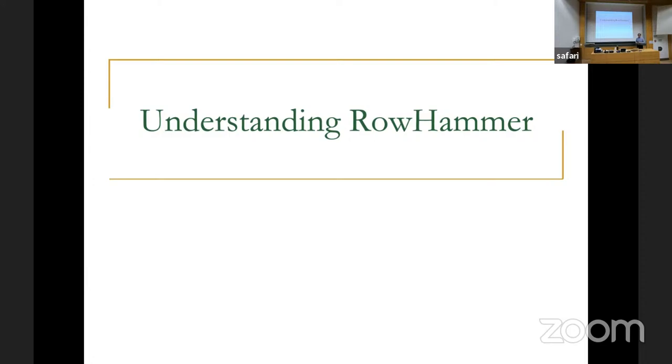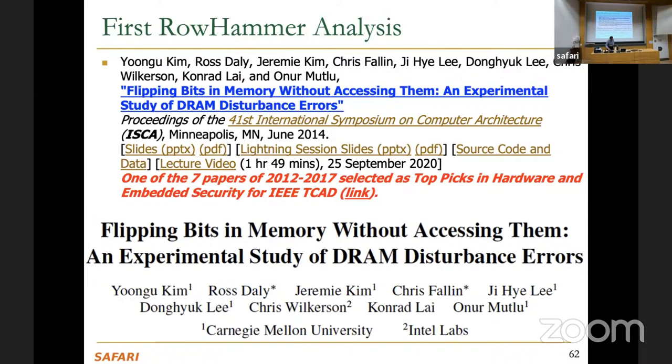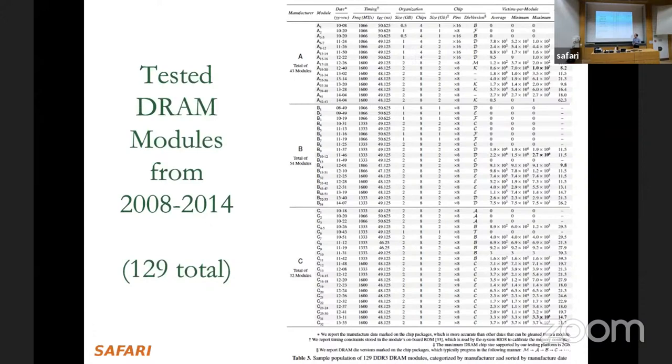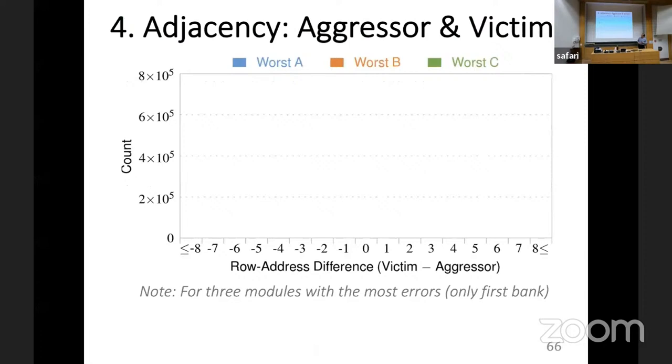Okay, let's jump into understanding RowHammer. So this is the first RowHammer analysis that we have done, as I mentioned. I'm going to go into a little bit more detail over here on what we have found. And you can find a lot with an infrastructure like this. Surprisingly, you can still find a lot more even after 10 years. I'm going to give you some example results over here. These are some studies that we do in the paper, but let's look into several of these.